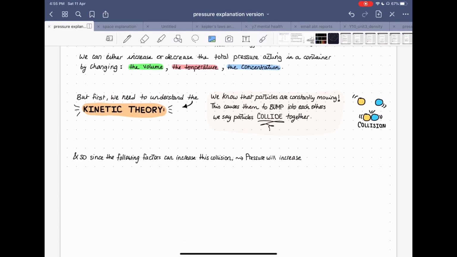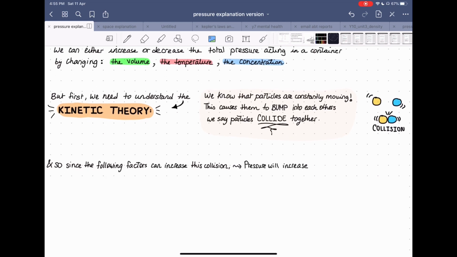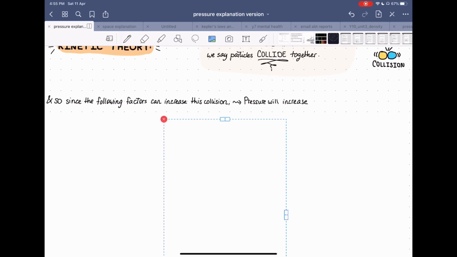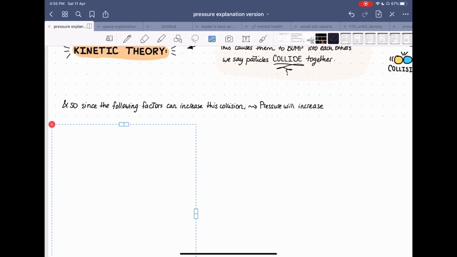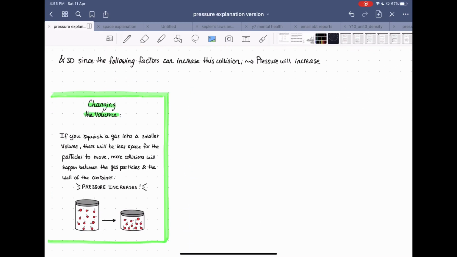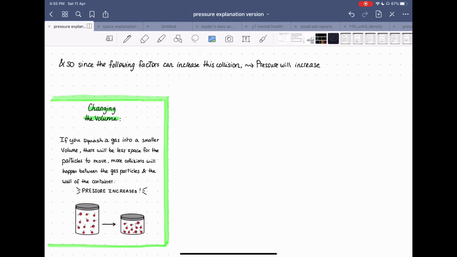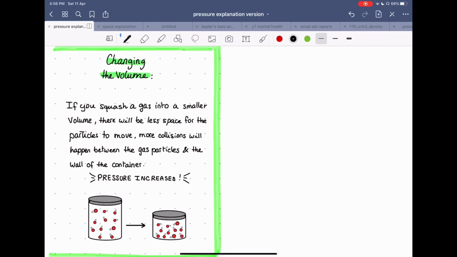Okay, in order to understand these three things, we need to know that there is something called the kinetic theory of motion of particles. And we know that particles are constantly moving, and this causes them to bump into each other. And we say that particles collide together. So the first factor affecting the collision in order to increase the pressure, because when we increase the collision, the pressure will also increase, is changing the volume.